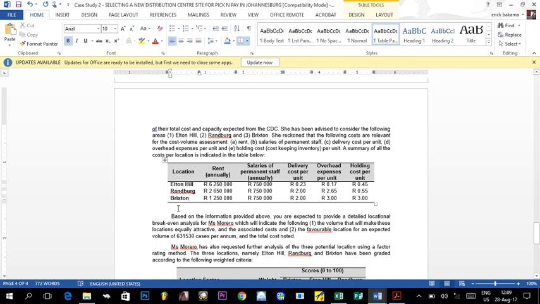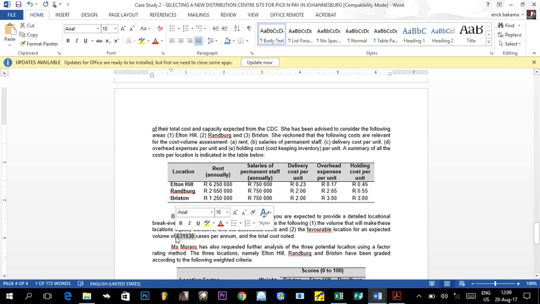Now the question that is asked to us is, based on the information provided above, you are expected to provide a detailed locational break-even analysis for Mrs. Morero, which will indicate the following. First of all, we need to find the volume that will make these locations equally attractive and the associated cost, and the favorable location for an expected volume of 63,000 somewhere here.